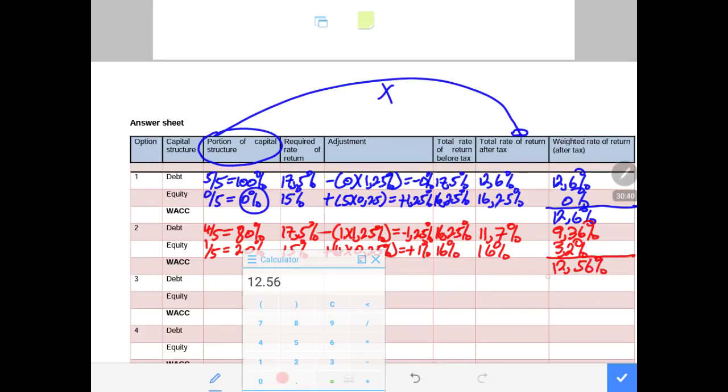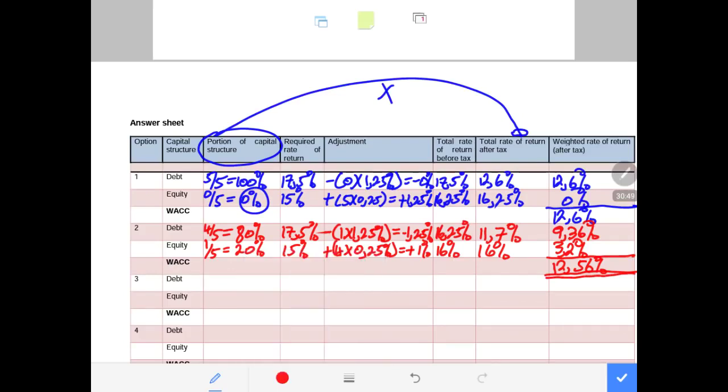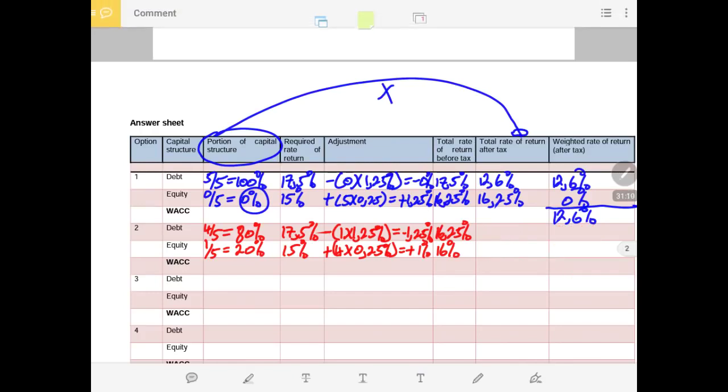12.56%. So now this will be the weighted average cost of capital at the combination of 80% of debt and 20% of equity. Remember, we will be comparing our weighted average cost of capital, the WACC, with the next one, and we find the lowest. The lowest will be the one that we choose, or that we recommend the company should opt for.